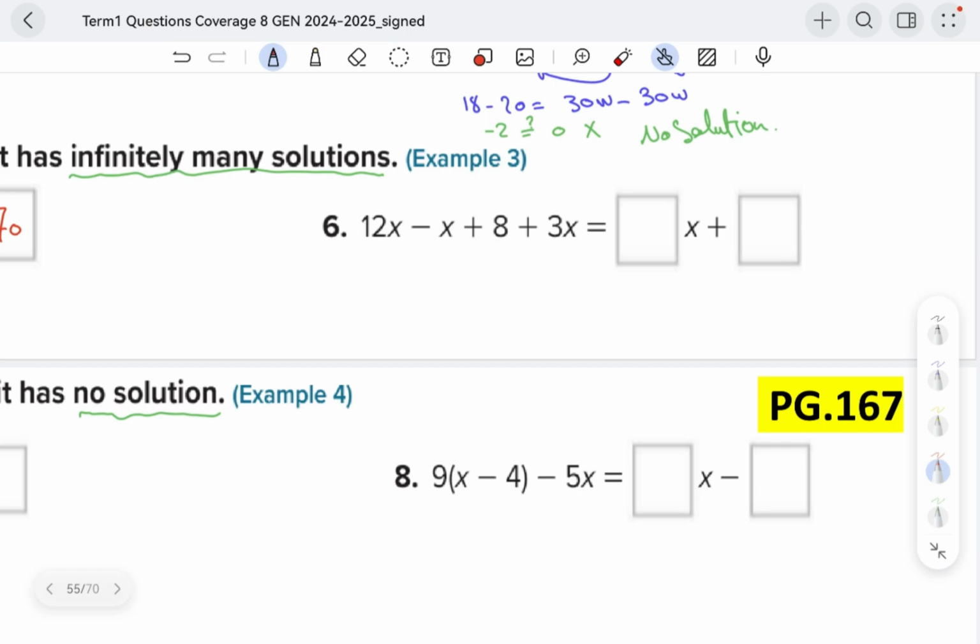Let's do question number 6. Simplify. 12 minus x is 11. 11 plus 3 is 14x plus 8. To make it infinitely many solutions, we should have the same coefficient and the same constant.